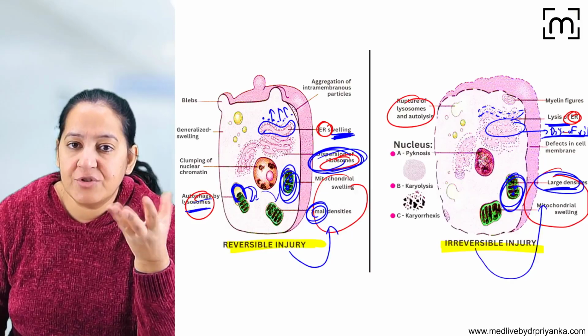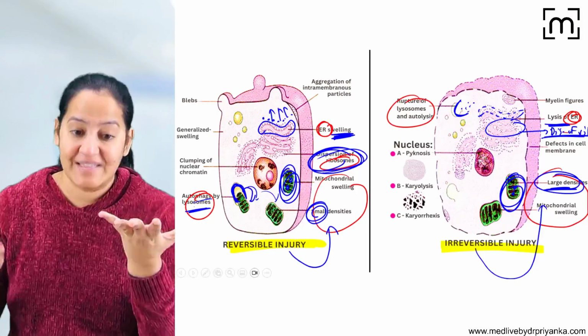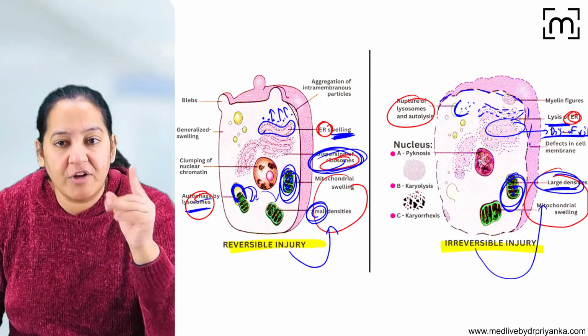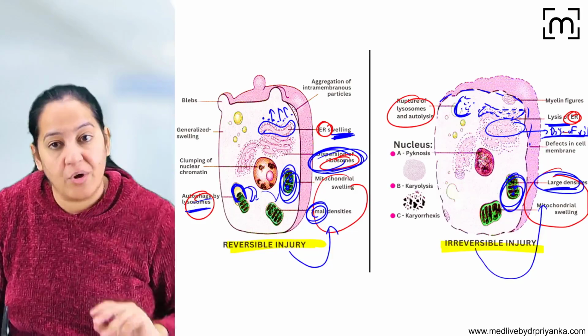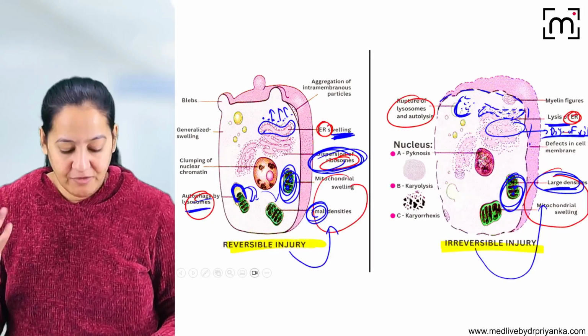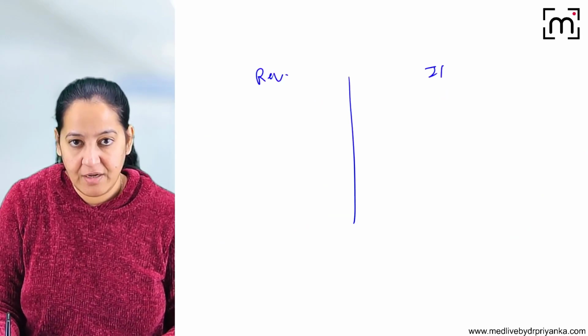In irreversible cell injury, the lysosome also gets ruptured. So basically in irreversible injury, everything is getting ruptured. You can see the cell membrane is also having defects. The endoplasmic reticulum is also having lysis. The lysosome is also having rupture or lysis. Okay, so those are the 4 cell organelles we have seen.